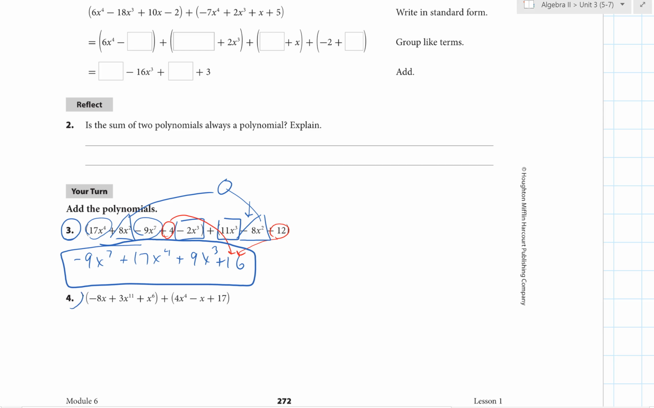Now let's do the same thing with problem 4. Go ahead and try problem 4 on your own. So press pause, try number 4 on your own, and then press play when you're ready to see the answer.